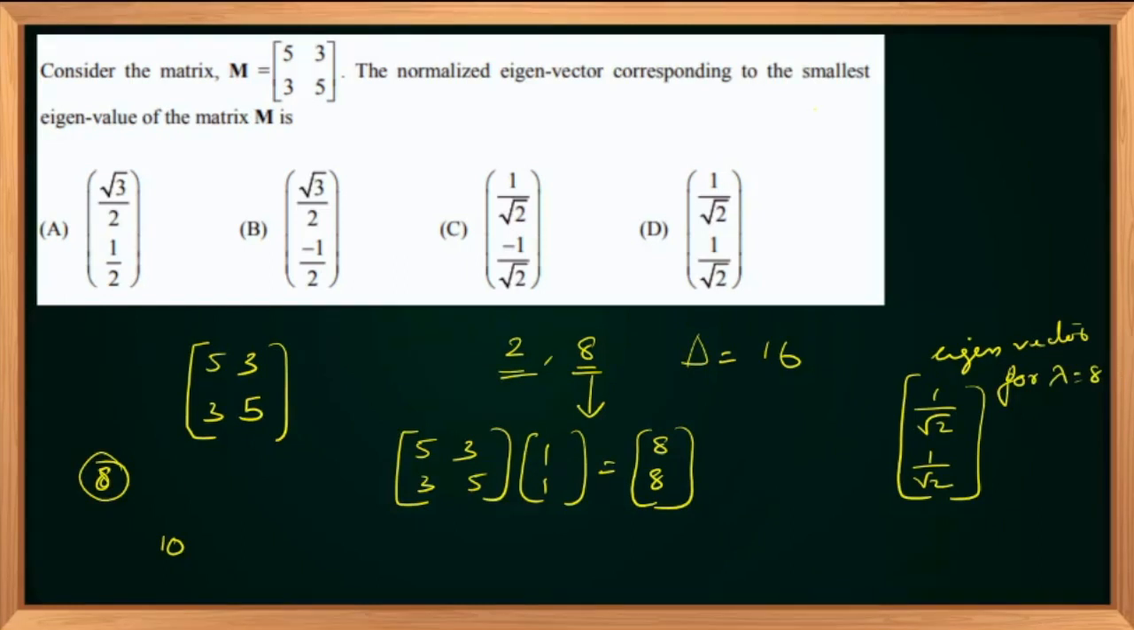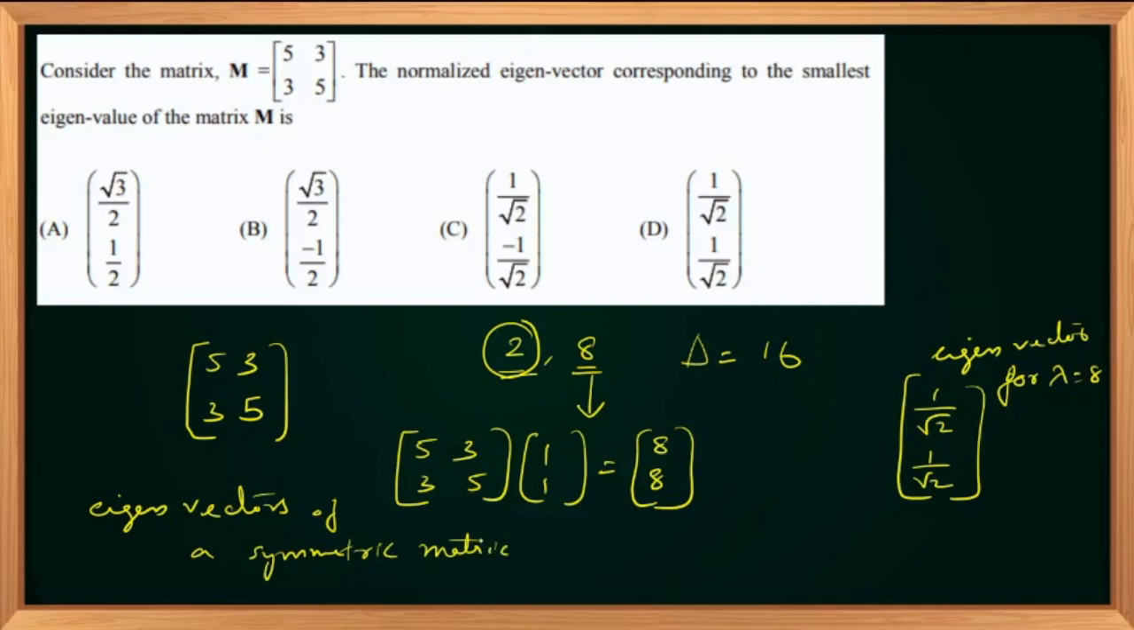But what I have asked is the eigenvector corresponding to the smallest eigenvalue, and the smallest eigenvalue is actually 2. One more thing: this particular matrix is a symmetric matrix. What is the property of eigenvectors of a symmetric matrix? Yes, Rintumol, you are right. Eigenvectors of a symmetric matrix will be orthogonal in nature.